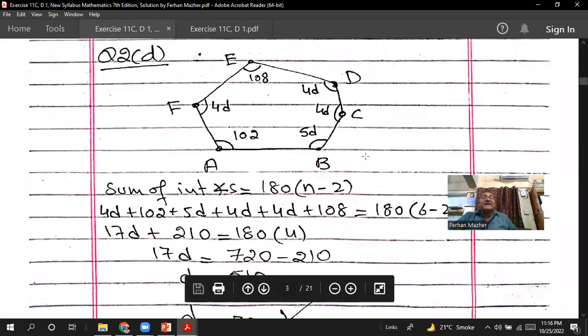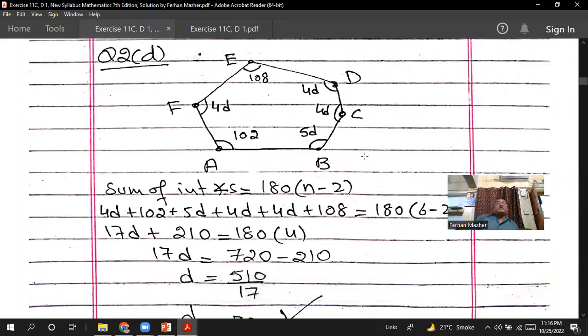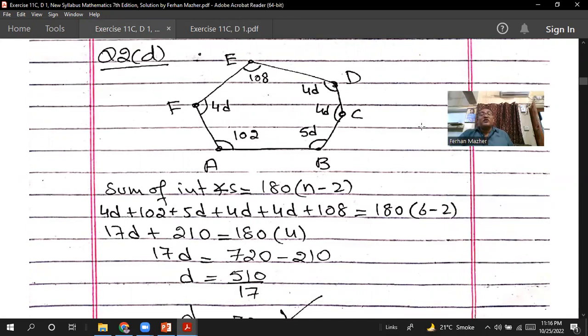So we have this hexagon. The sum of the internal angles will be equal to 180(n - 2). So it will be 180(6 - 2), and that will be 180 into 4, so that will be 720. So the sum of the internal angles of a hexagon is 720. So it will be 4D + 102 + 5D + 4D + 4D + 108 = 720.